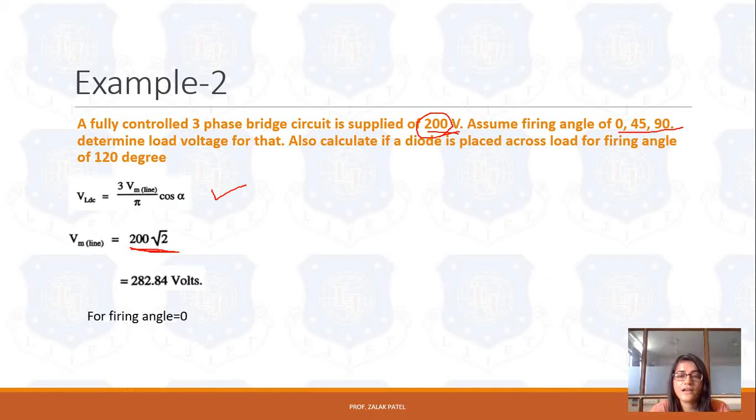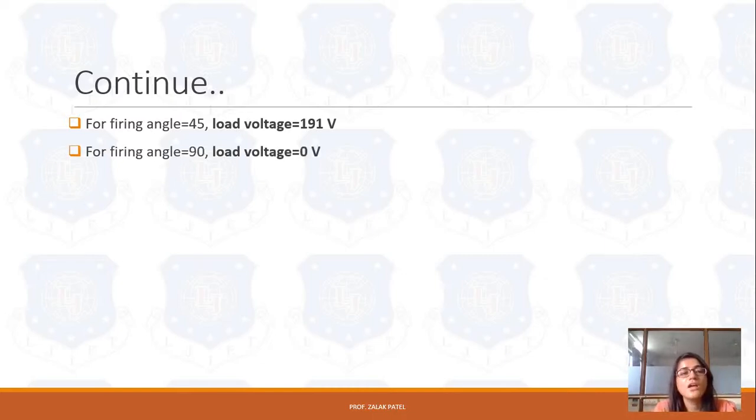Now for firing angle alpha equal to 0 degree. Again, if we put the values in this equation, Vm is now this 282.84. So it is 3 into 282.84 upon pi into cos 0. So it gives us the answer 270 volt. Same way for 45 degree it is 191 and for 90 degree it is 0 volt.